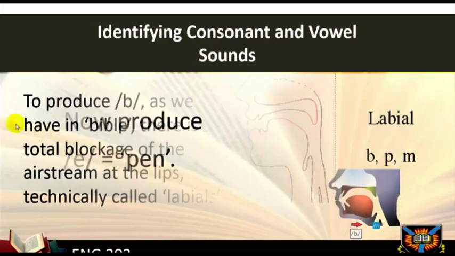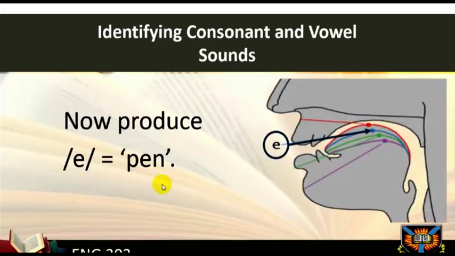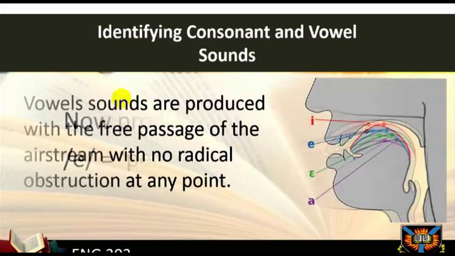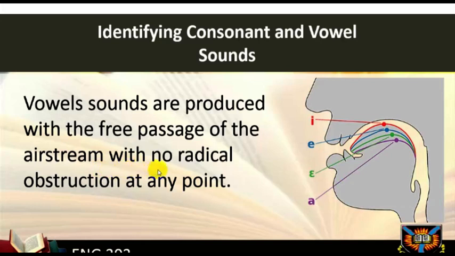Now produce E, as we have in pen. Is there any blockage in its production? Vowel sounds are produced with the free passage of the air stream, with no radical obstruction at any point. There is no blockage in their production, so the air can move easily. They are therefore not easy to describe based on the particular place of articulation. This is because you cannot feel the organs articulating against each other, and no obstruction is done to the air stream used in the production of vowels.